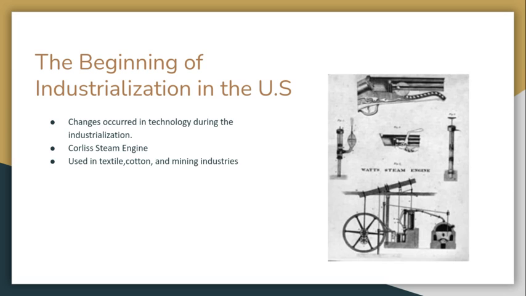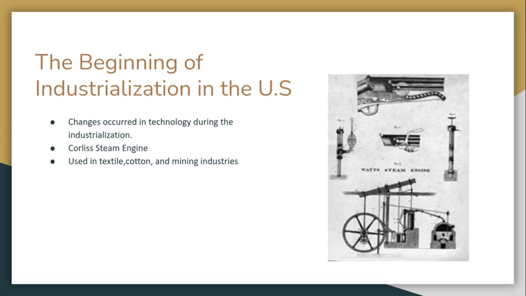The beginning of industrialization in the US. Several changes occurred in technology during industrialization. The Corliss steam engine was one of the most well-known inventions during the Industrial Revolution. The Corliss steam engine was most often seen in textile, cotton, and the mining industries. The Corliss steam engine is pictured on the right, and it is not like a regular steam engine.